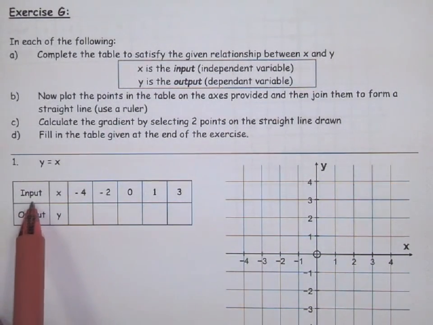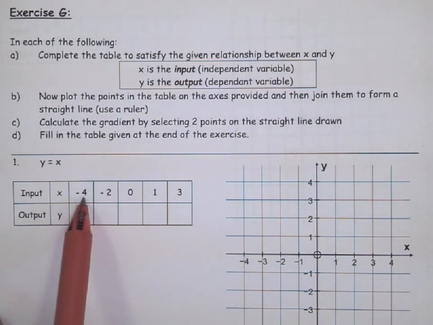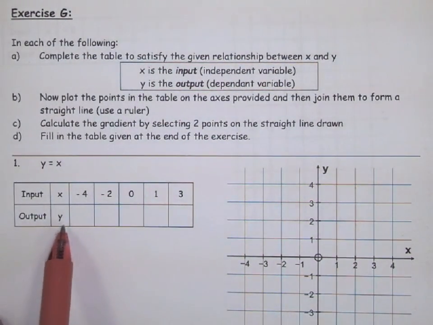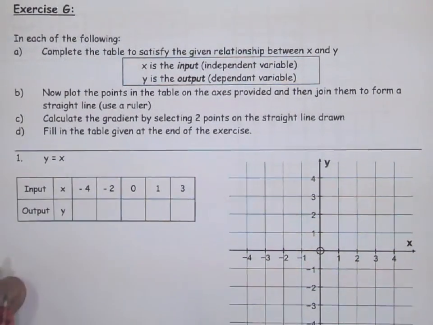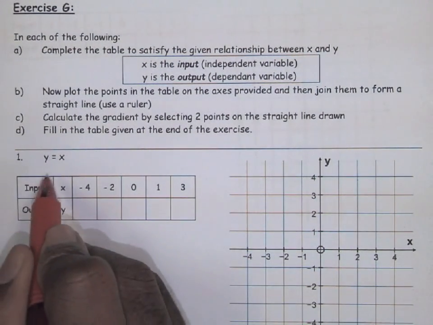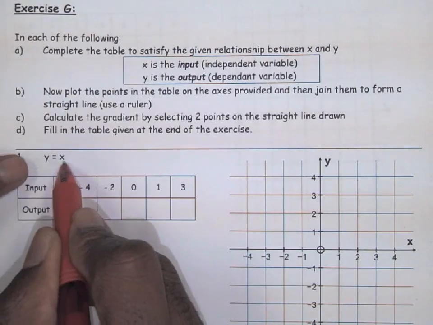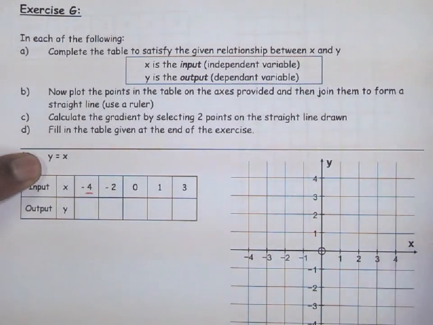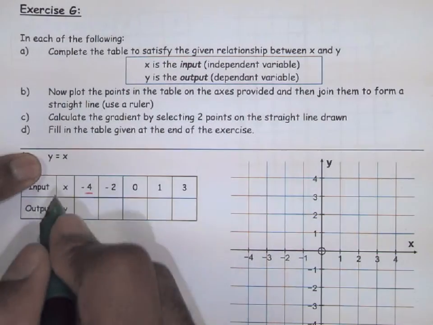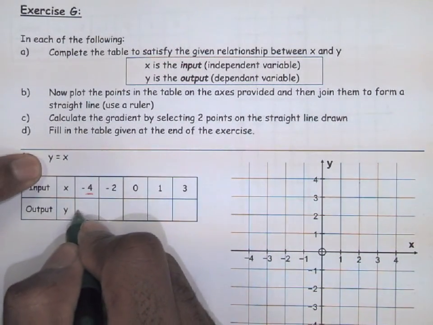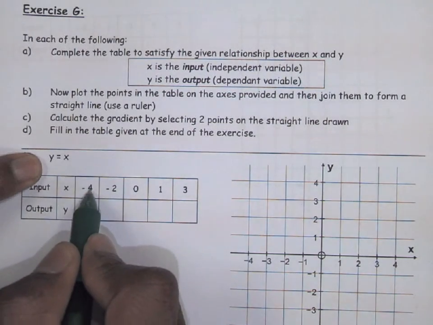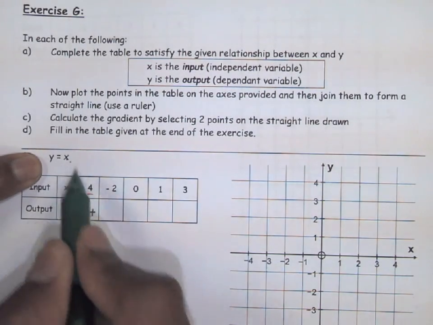So there's the input, which is -4, -2, 0, 1, 3. What is the output? The output is the y value. So the equation is given that y is equal to x. If y equals x, and we know that x is -4, what is y? Y is -4 also, because we take that x, we put it there, then y is -4.